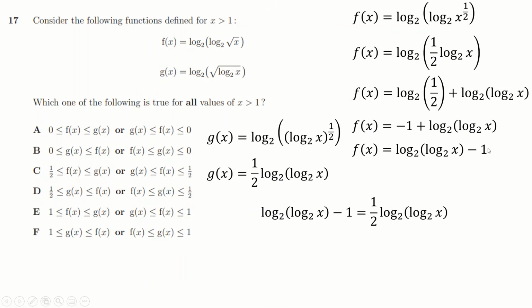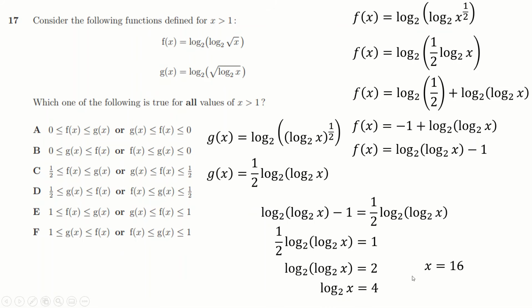I can say, when does this equal that? Well, take away half log from both sides, add 1 to both sides, then times by 2, and we find this. Raise both sides to the power 2 to get log to base 2 of x is 4, do it again to get x is 2 to the power 4 is 16. So x is 16. So these meet when x is 16. And you can check that by putting them back in if you want to.